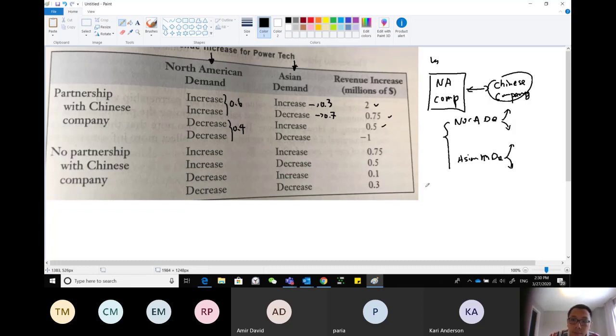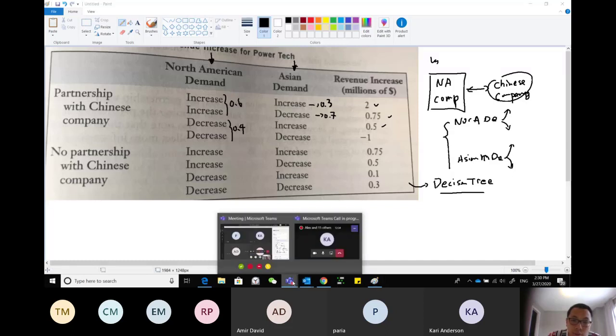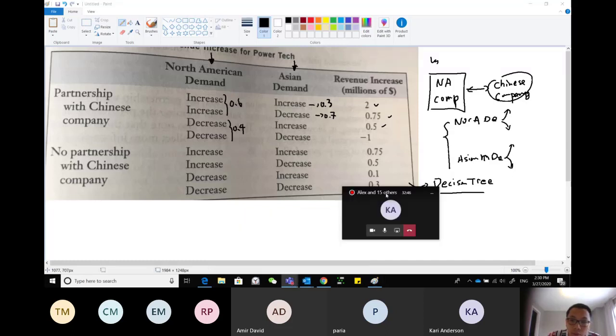The question is asking us to use the decision tree to select the best option, okay? I'm going to pause here for maybe 2 to 3 minutes, so you can quickly draw a decision tree in your notes, and then we can come back and check your answer.